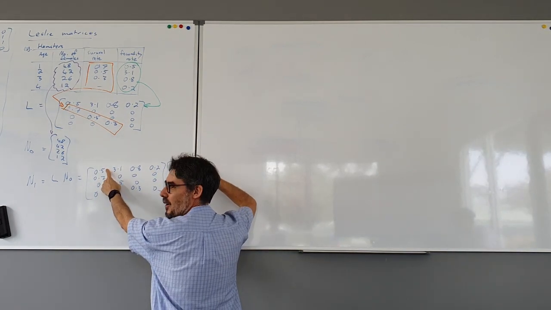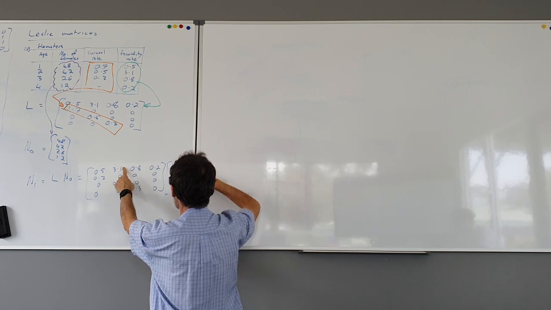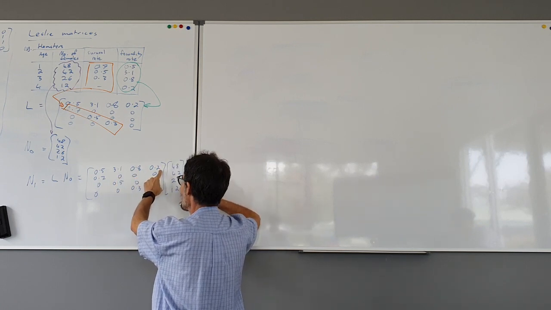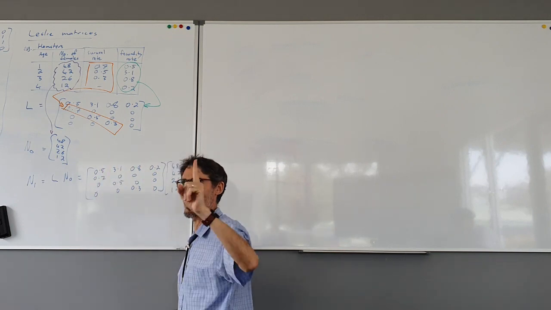Half times the number of current 1-year-olds. 3.1 times the number of current 2-year-olds. 0.8 times the number of current 3-year-olds. That gives me the first row of my answer, which is the number of 1-year-olds the next year.